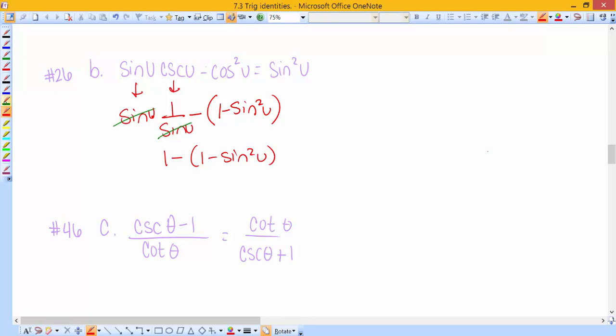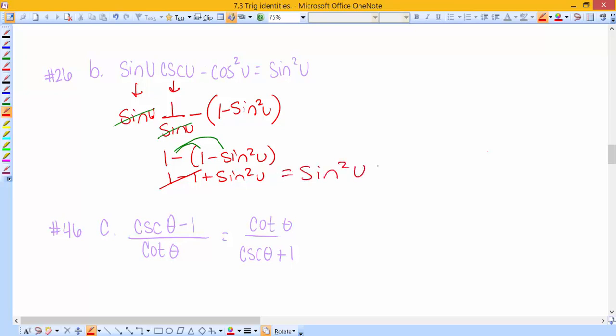Then I can distribute my negative. 1 minus 1 plus sine squared u. Ones cancel, and look at that. You are left with sine squared u.